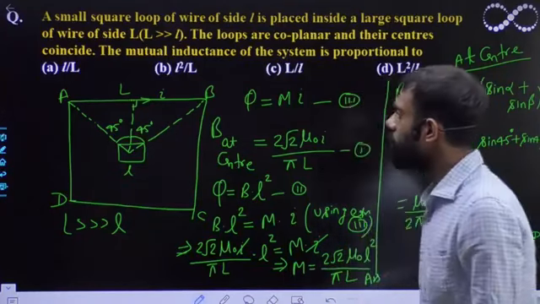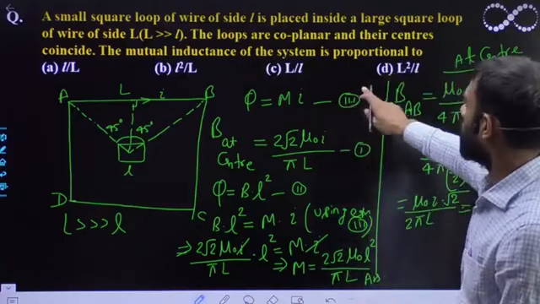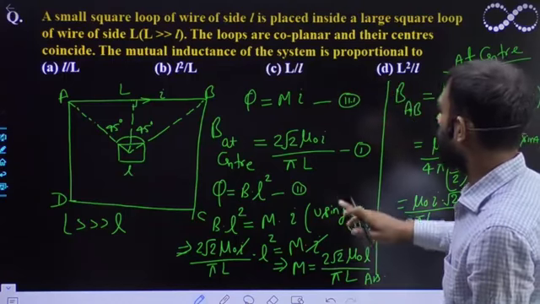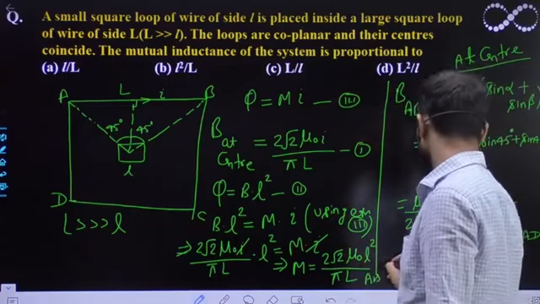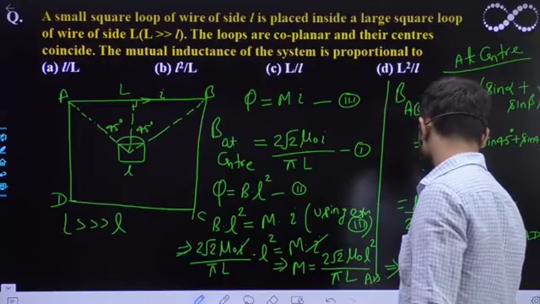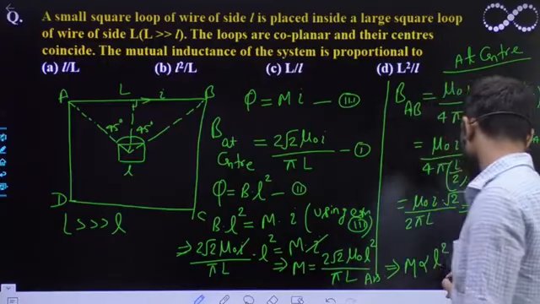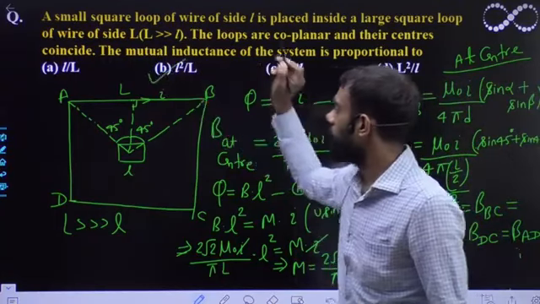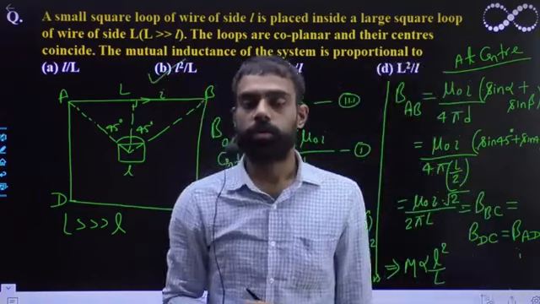So let us see which option is there. It is saying the mutual inductance is proportional to, right? So I can say here mutual inductance is proportional to l square upon L. You can easily see, because 2 root 2 mu naught pi is constant. So I can say M is proportional to l square upon L. So see which option is coming, option B. Okay students, I hope you understood this question.